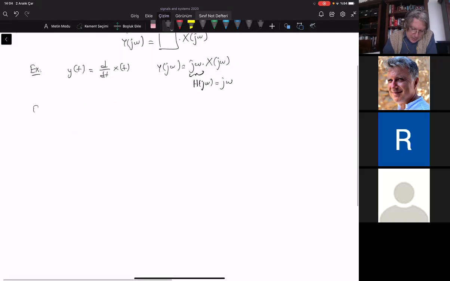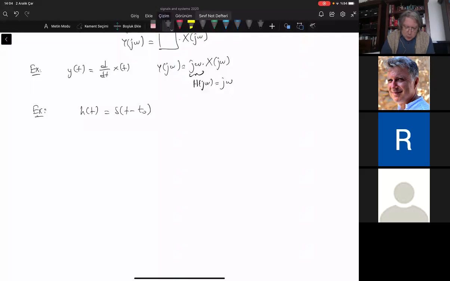Now let's see another example, quite trivial. I have to confess that sometimes the trivial examples are more confusing because they are so easy that you start complicating things in your minds. The situation is as follows. Again, a system is given with an impulse response equal to delta of t minus t0. So the impulse response is delta t minus t0.